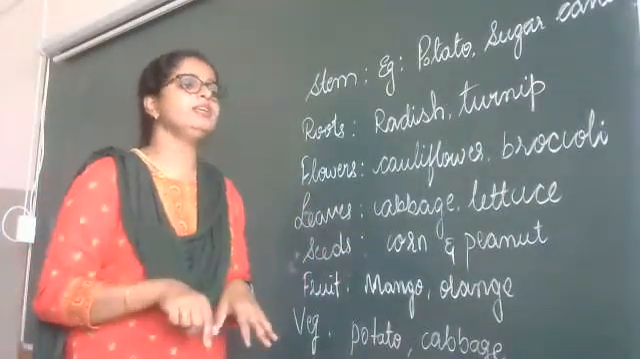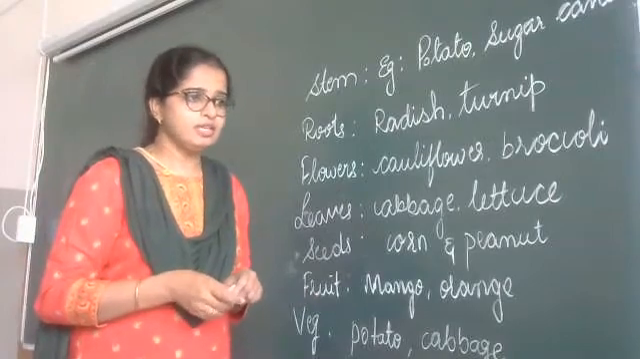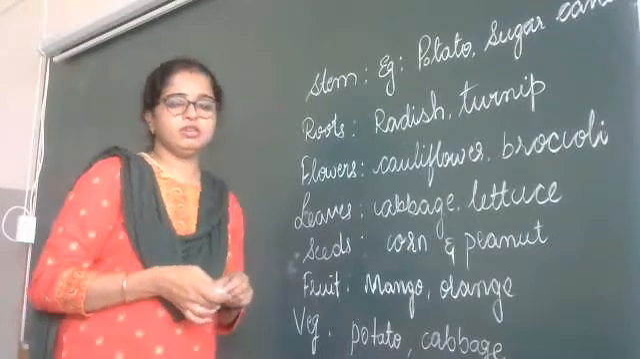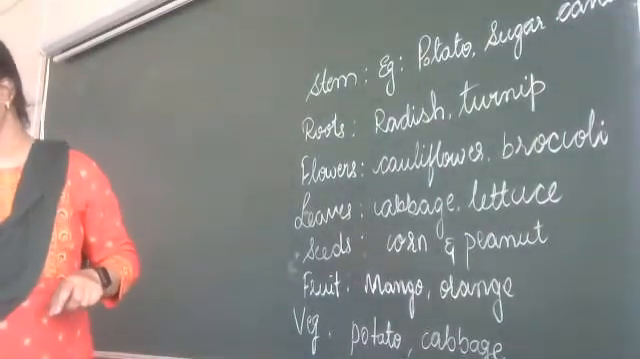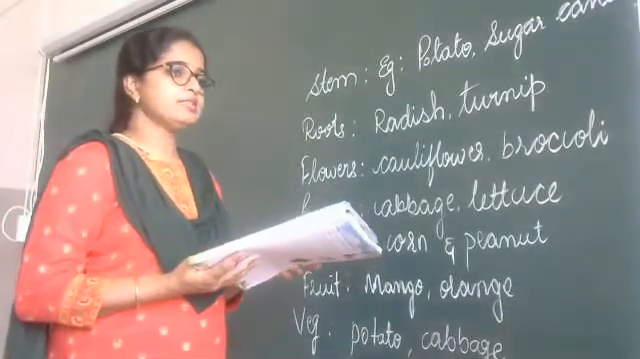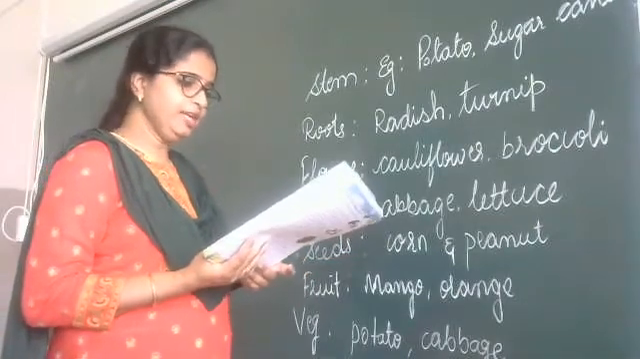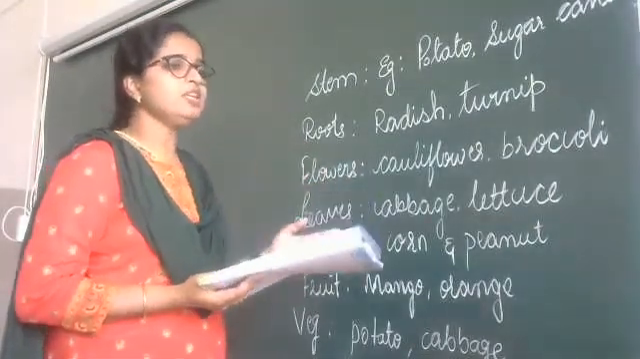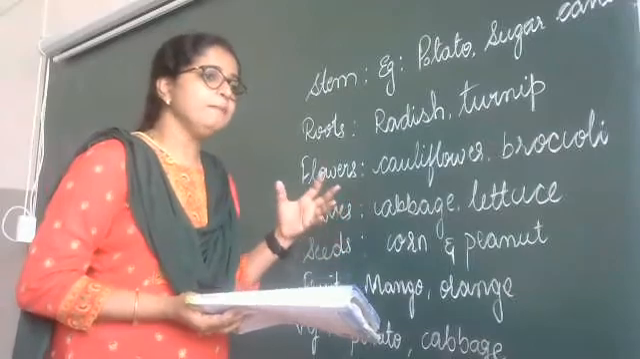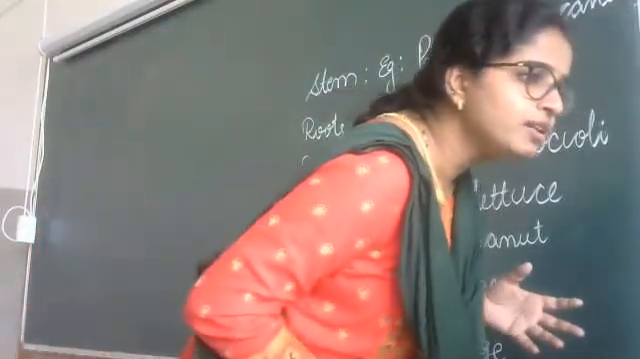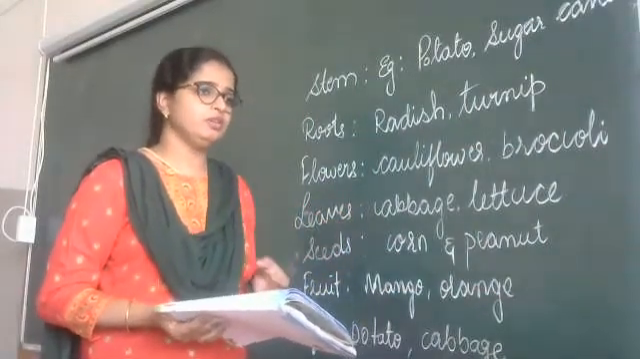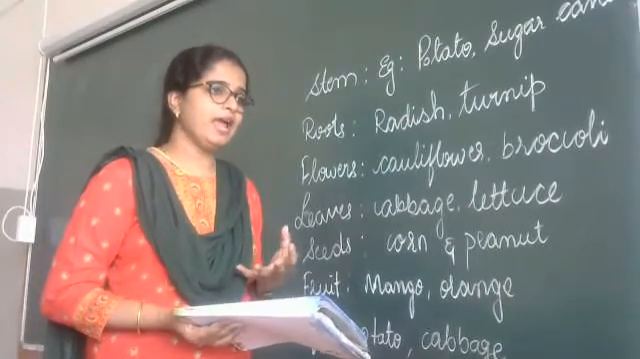We need everything to eat, and also we should not cut trees. Yes or no? Yes, ma'am. We should not do that. We also need to save trees. So these are the uses of plants, children. Why do we need plants? Because plants are the main source of potato, radish and cabbage. See, plants are the main source of food for us. So we need plants.